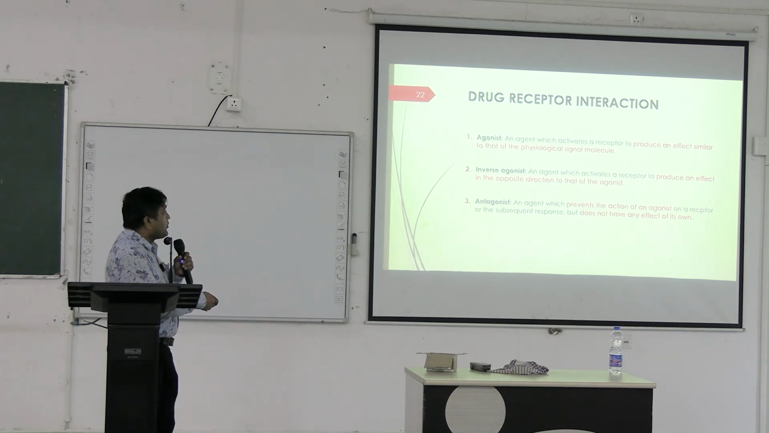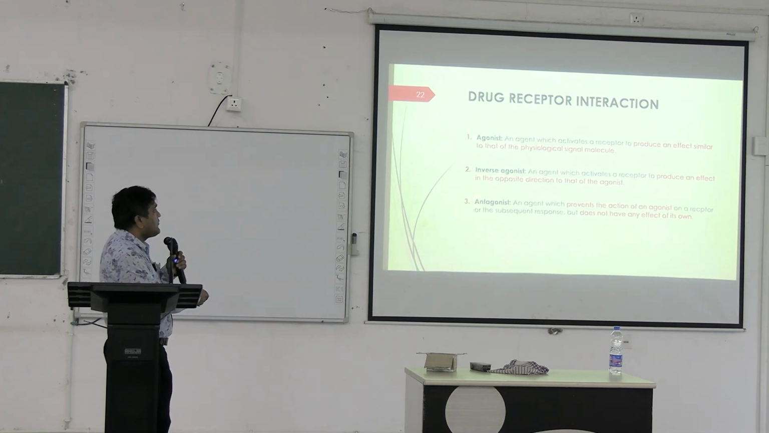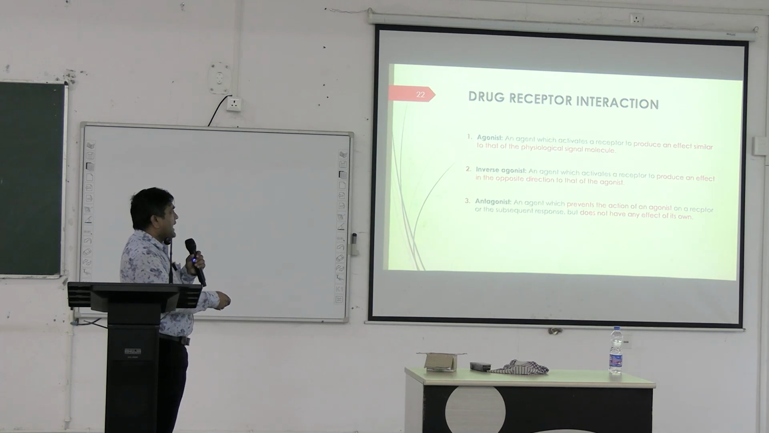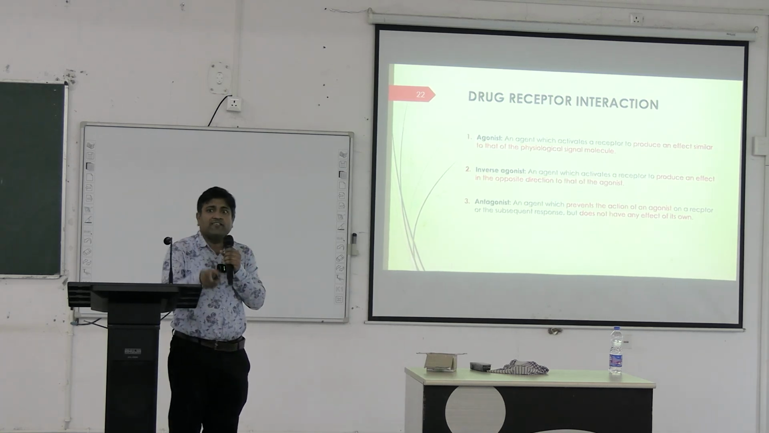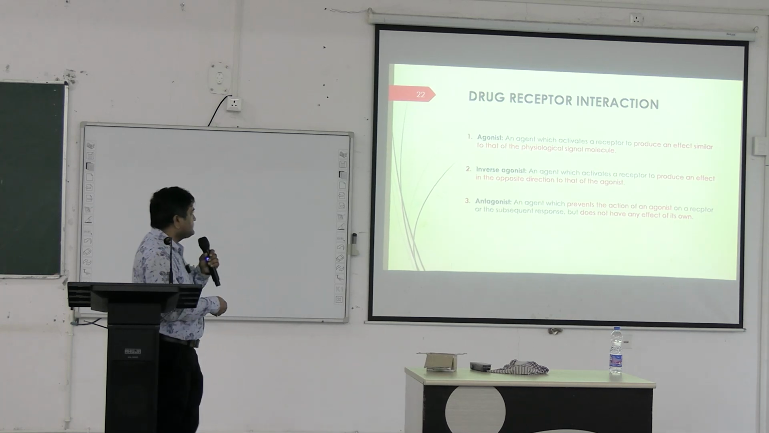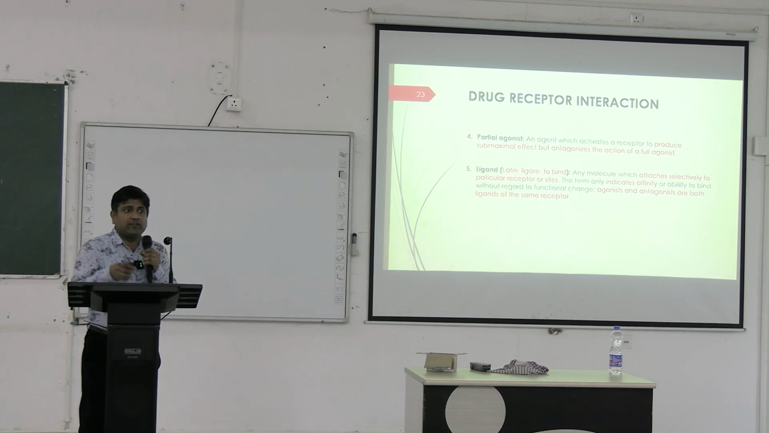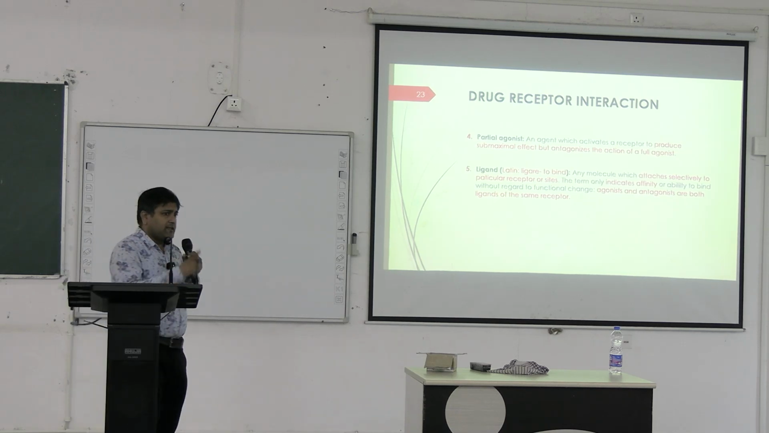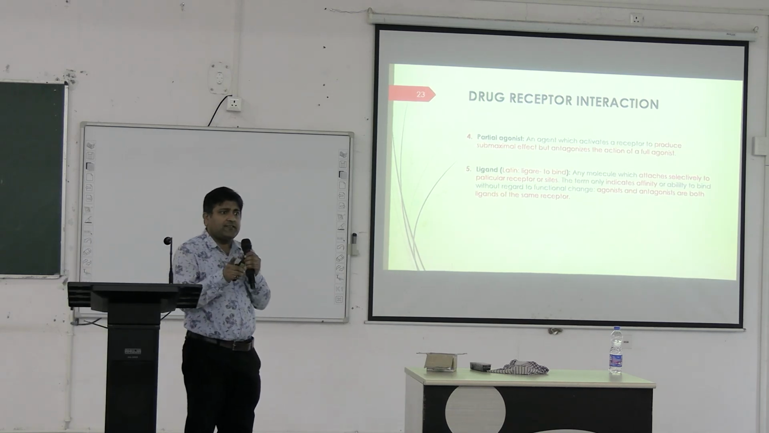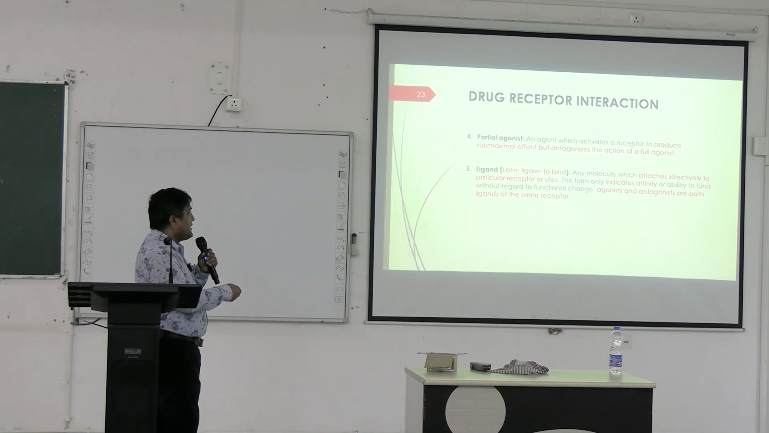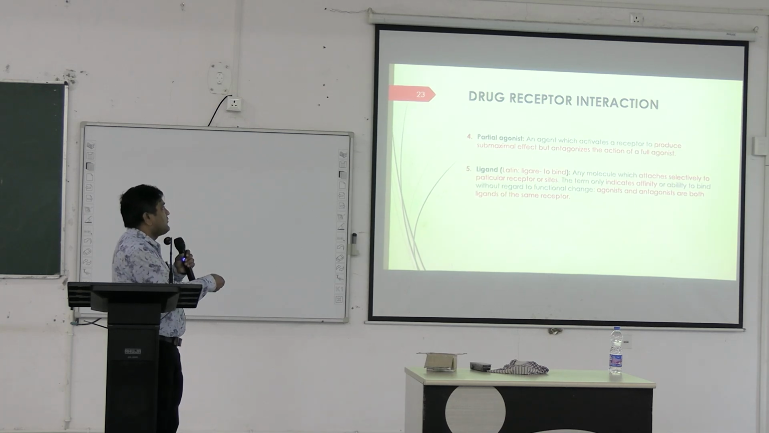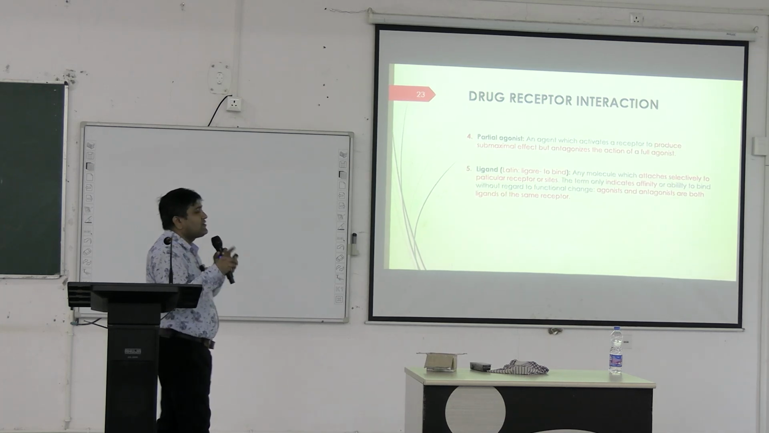So an inverse agonist produces an effect in the opposite direction, while antagonists prevent the action of the agonist but do not carry out the reaction in the opposite direction. They do not have any effect of their own. Partial agonist, as the name suggests, will carry out the reaction in the same direction, but with a submaximal response, not full. It is an agent which activates a receptor to produce a submaximal effect, but antagonizes the action of a full agonist.